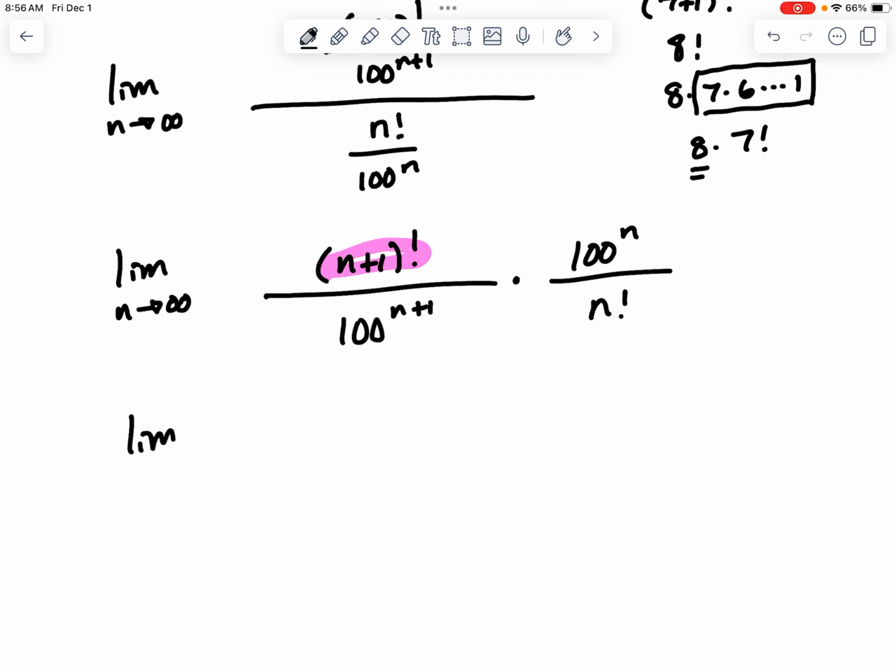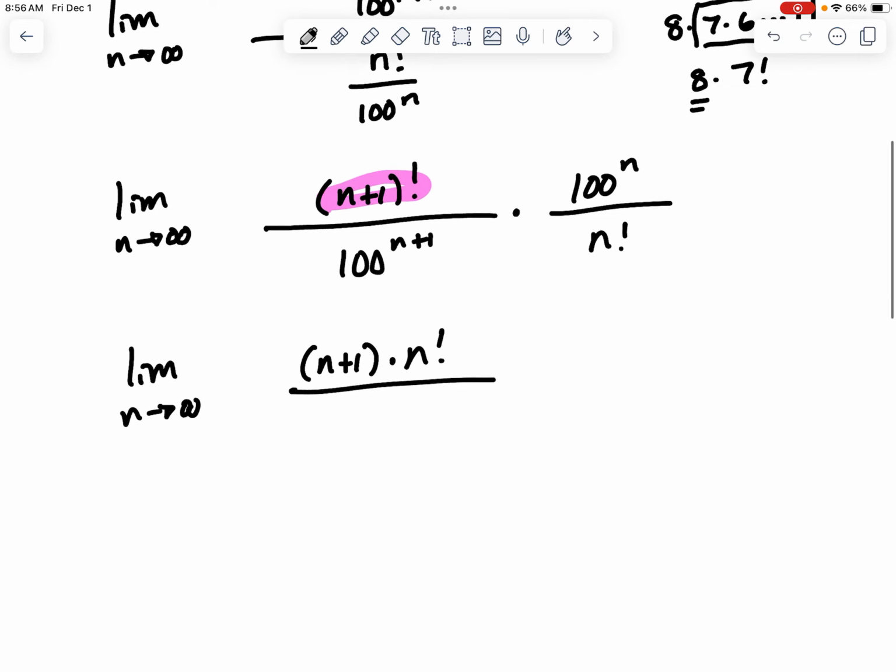So that's what I'm going to do right here. Take the limit as n goes to infinity, factor off the n plus 1, and then it will leave n factorial. Then I'm also going to factor this 100 to the n plus 1. If I factor out 100, it's going to take care of that plus 1 part, and it's going to leave 100 to the n. And then just recopy the second fraction.